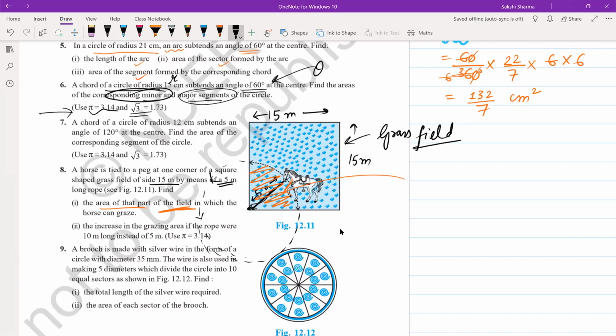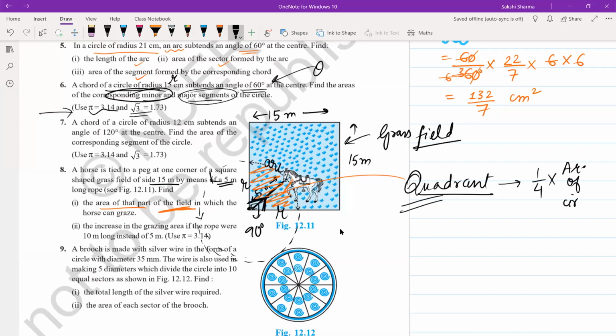Since it's a square, the angle formed here will be 90 degrees and the area that the horse can graze forms a quadrant. This forms a sector of the circle. As you can see, this is the radius, and this is an arc. The area bound by two radii and an arc is the sector of the circle, but this sector has central angle 90 degrees. That's why it will be a quadrant, and the area of a quadrant is given by 1/4 the area of circle.